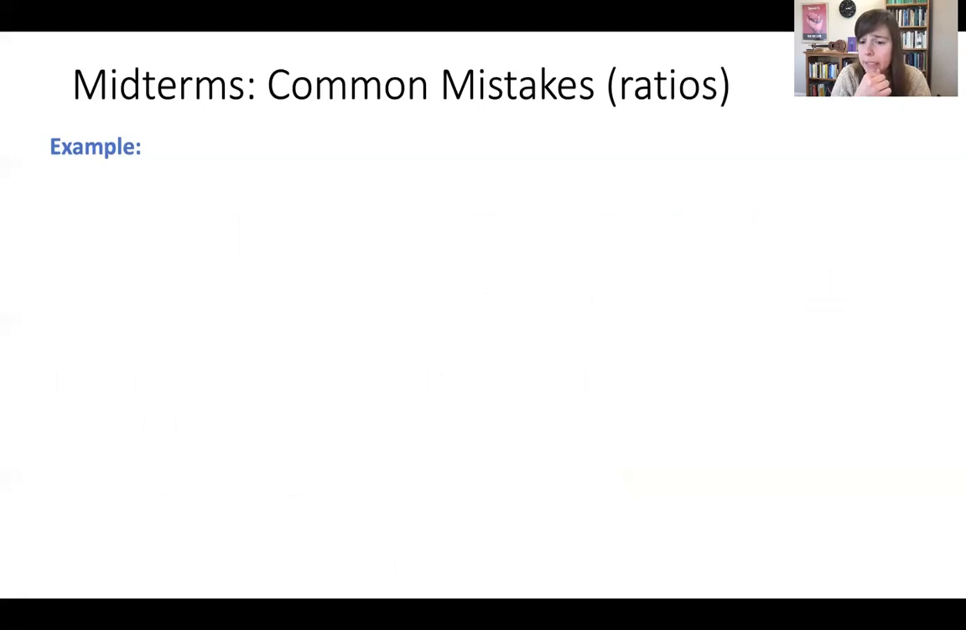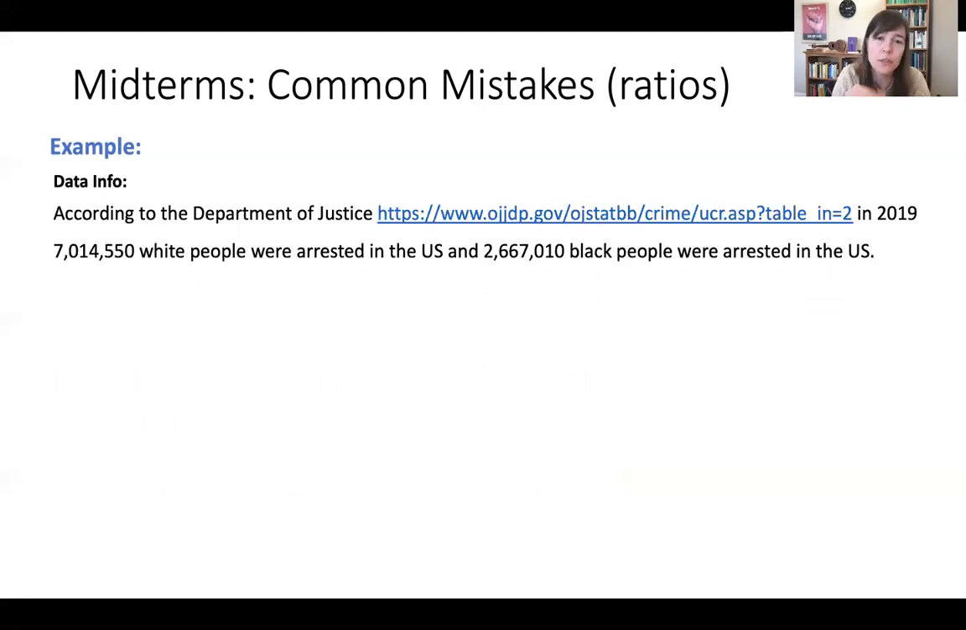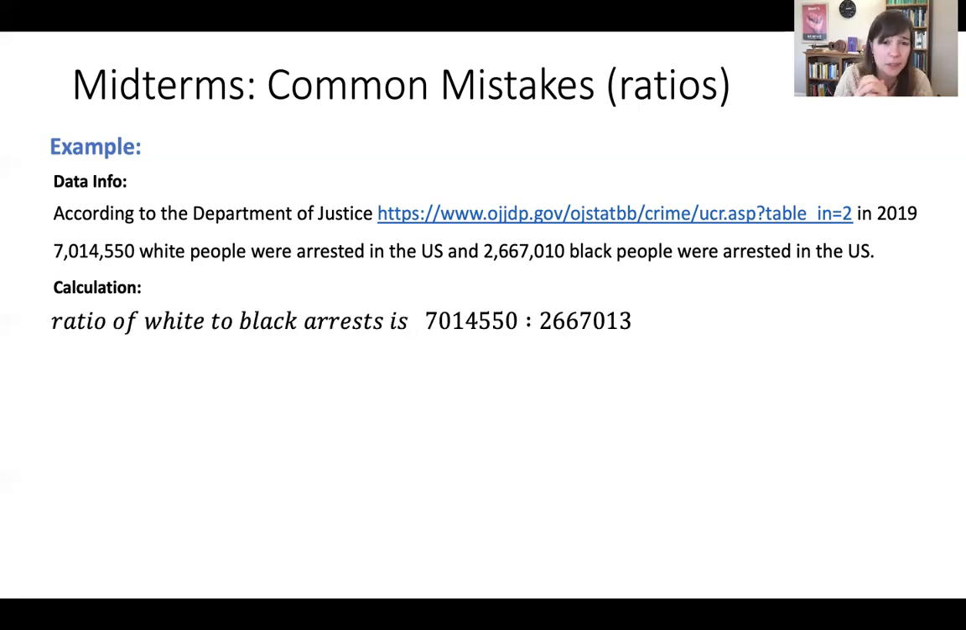Okay. Here's another example of problems that I saw in both topics. And this has to do with ratios. So, okay, let's use that same data information that we just had from before, the total number of white people arrested and total number of Black people arrested in 2019. So here's a calculation that I saw, very similar to some things I saw in the COVID topic as well. I'd see people say, oh, all right, here's my calculation.